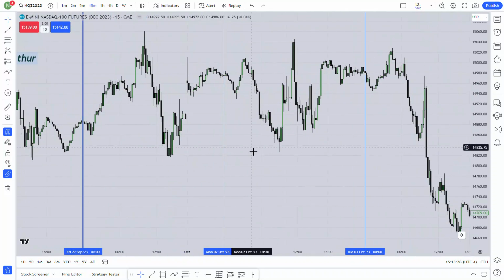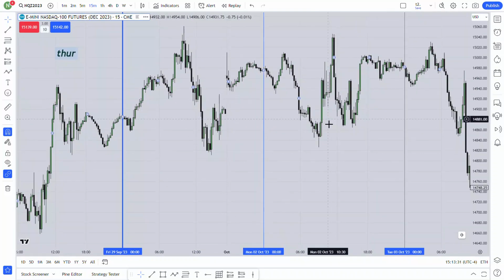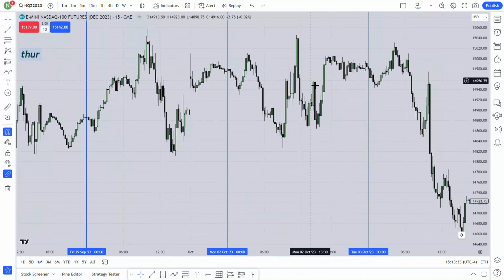Now you can say, brother, then Monday's price action is actually the manipulation. It came lower, it came higher. No, this is not manipulation. It is actually making the liquidity.